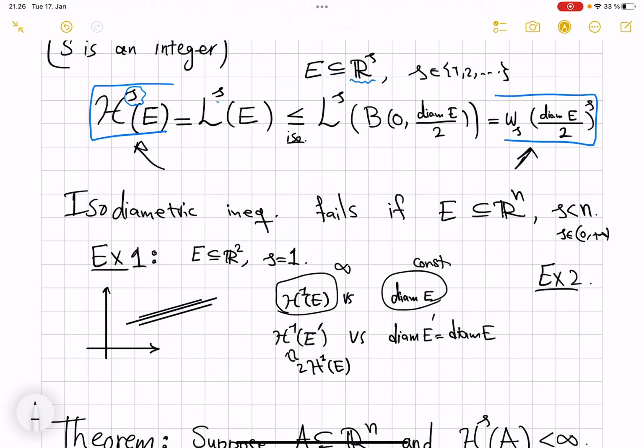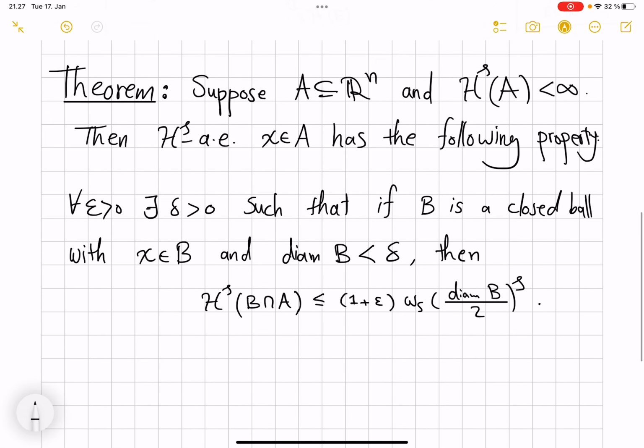Example 2, which I unfortunately have to fit into this part, is when you have E again sitting in R^2, and you just have another line intersecting it. Again, by doing this, you never increase the diameter, but every time you add another copy, you add to the H^1 measure. The theorem that we want to talk about today is then kind of surprising given these examples.